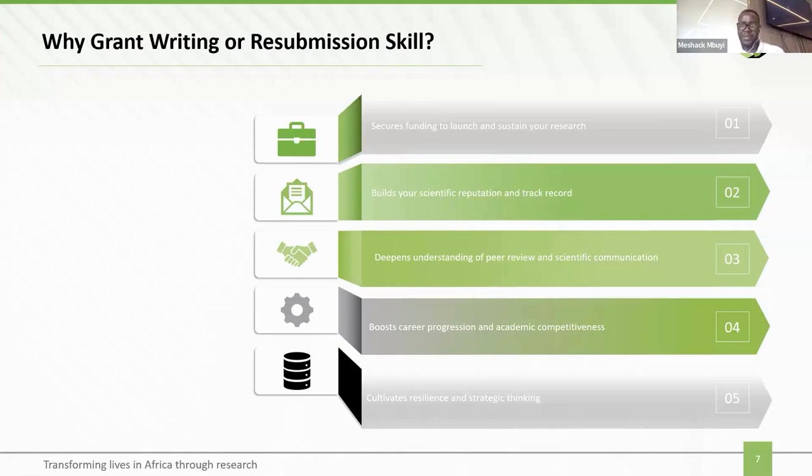Having this skill is also critical as it deepens your understanding of peer review and scientific communication. Most of the time, when you get feedback from the reviewers and you read it and internalize it, you can begin to ask, when a reviewer says this, what do they actually mean? So you have to read between the lines and try as much as possible to understand what they mean and how they are communicating. It's also a skill that can boost career progression and academic competitiveness.